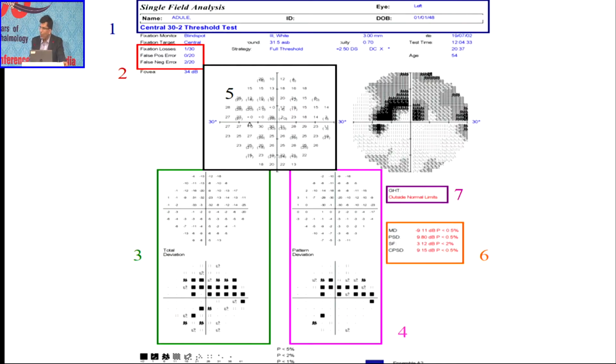Now, you have the visual field that you can divide. This is a classic Humphrey printout, and it can be divided into the first area, which is the parameters that you're going to enter. The second is the reliability indices. The third is the total deviation map that you're going to look at. Then the pattern deviation map. Finally, you're going to look at the threshold values, and then all the other indices.